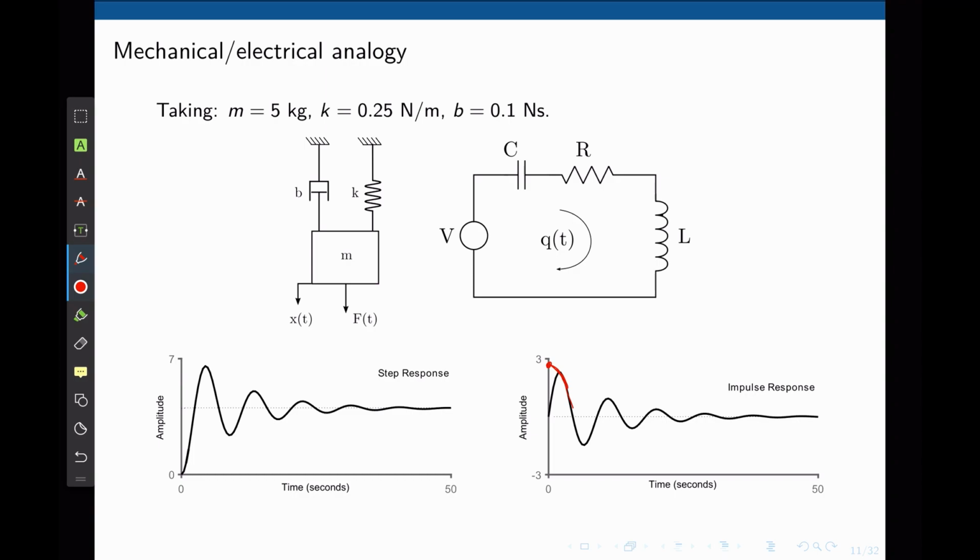Looking now at the electric system for its impulse response, again, let's assume that there is an initial voltage in the capacitor or there is an initial current in the inductor and you let the system go from there. We'll see the same sort of response. Eventually, there is no charge in the circuit.